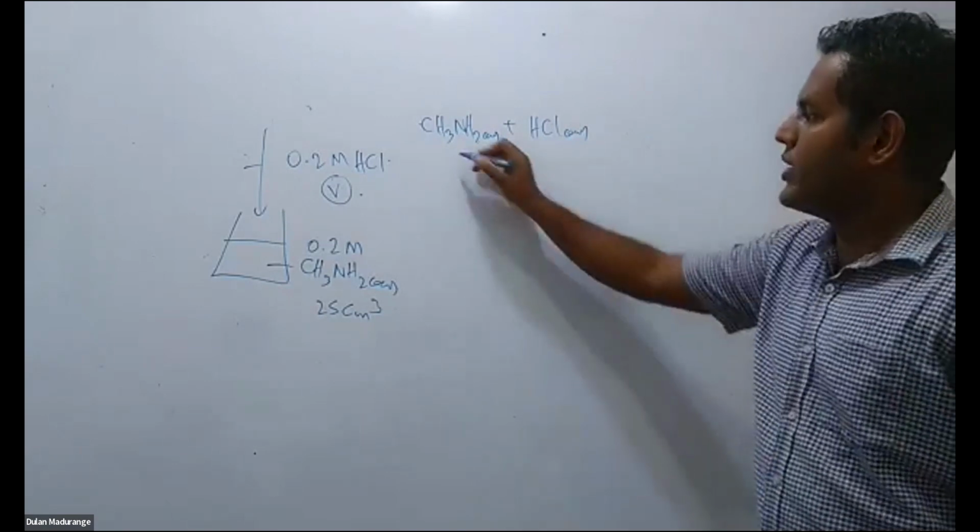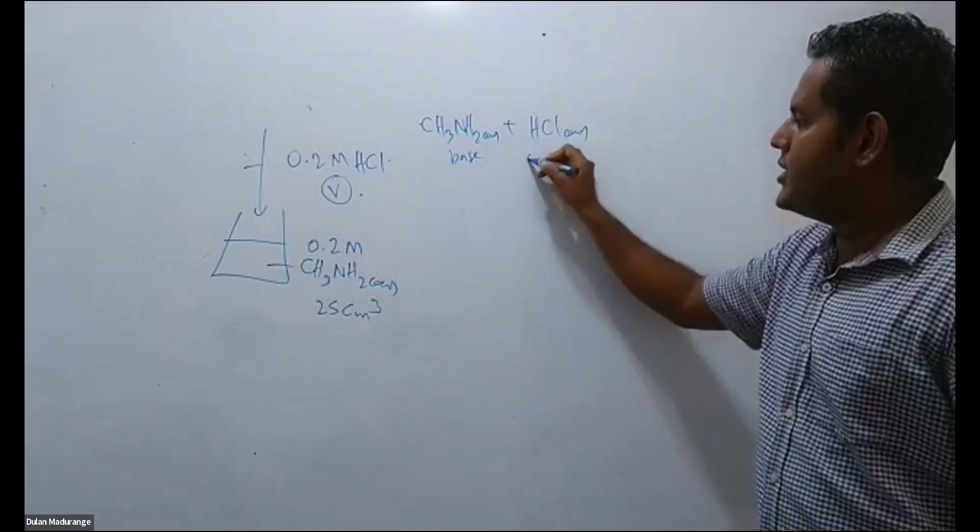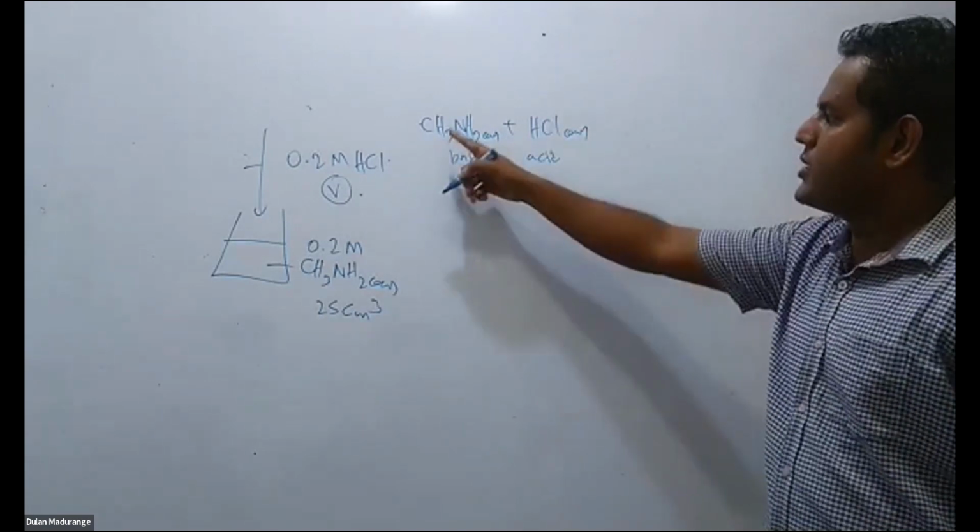So then how to understand this is the base and this is the acid? The acid will release H plus, so then this would gain.